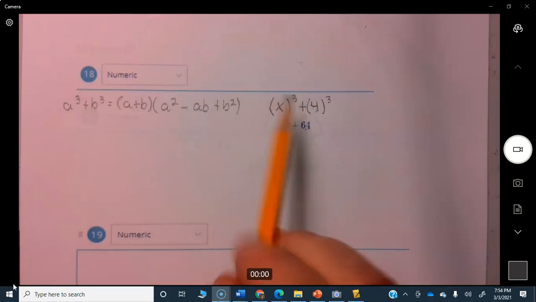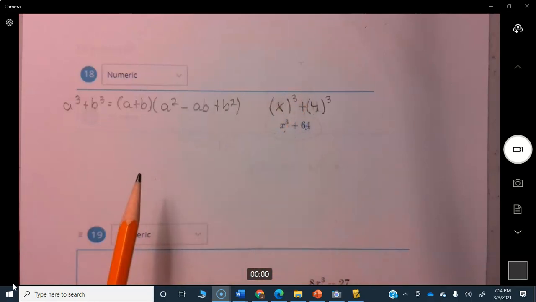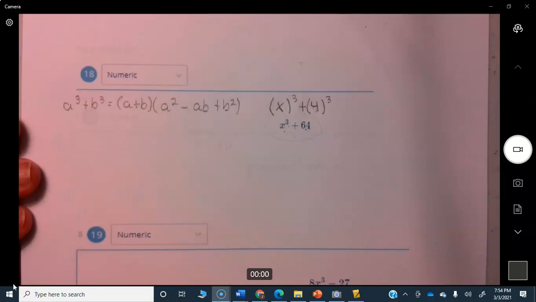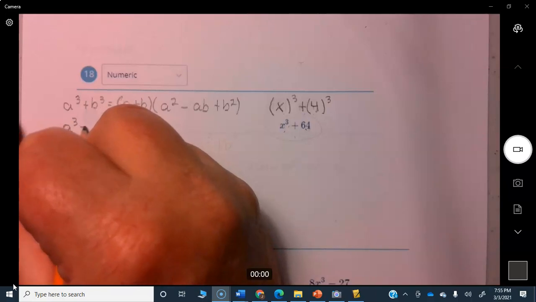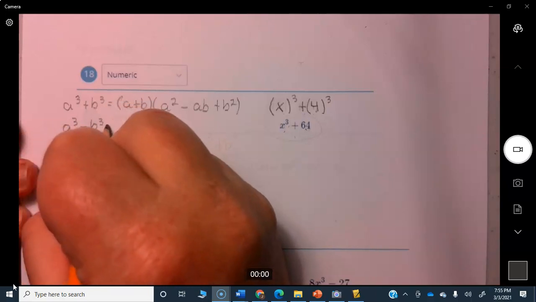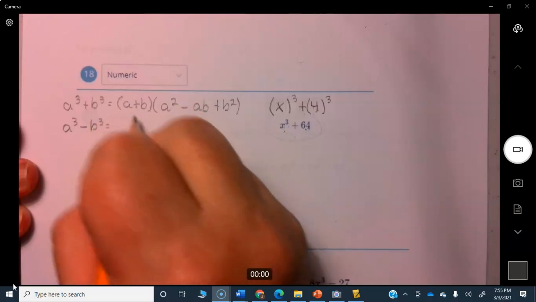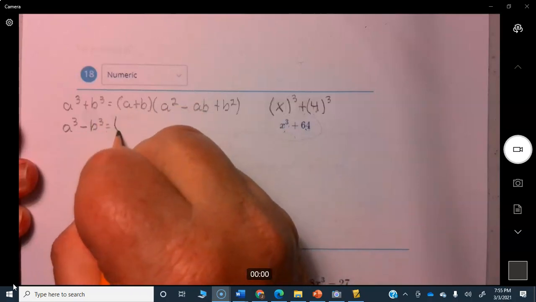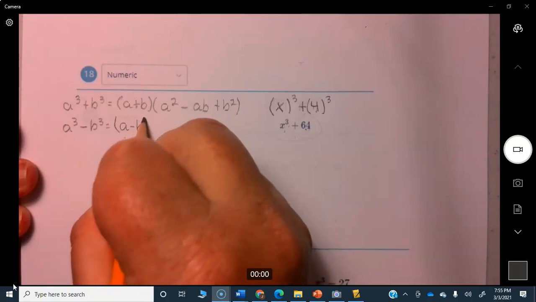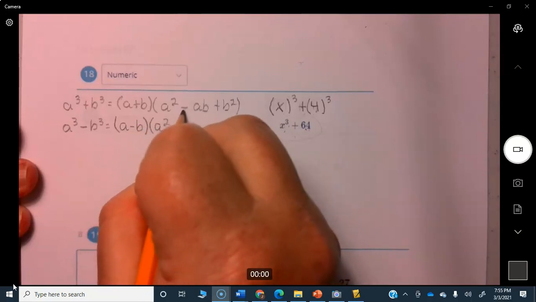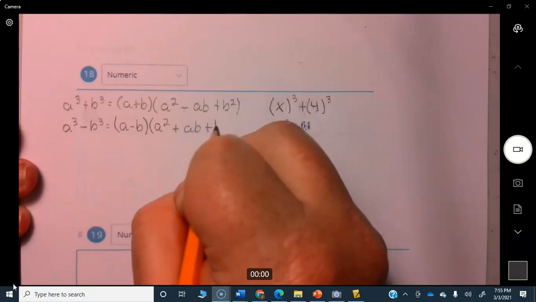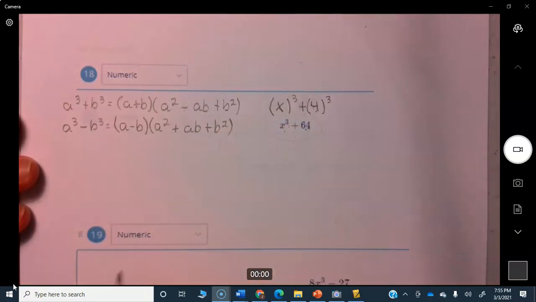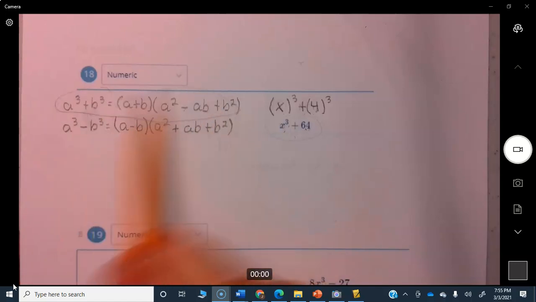Let me show you the other one, which you don't need for this problem, but you might need it later on. In fact, on the next problem you will, and that's called the difference of perfect cubes. It's a to the third minus b to the third. And that's going to equal, you change the sign here and change the sign there. So it's going to be a minus b times a squared, and then this becomes a plus sign, ab plus b squared. Okay, so this is the sum of perfect cubes, the difference of perfect cubes. So this is the one we need for this problem.